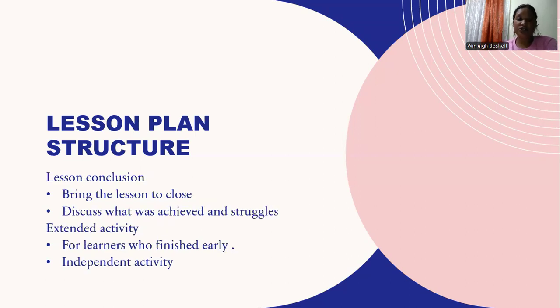The lesson conclusion. The purpose is to bring the math lesson to a close. This is where we discuss what learners achieved in the lesson and what they struggled with. The extended activity is for learners who finish before the others, the early finishers. This is an independent activity.